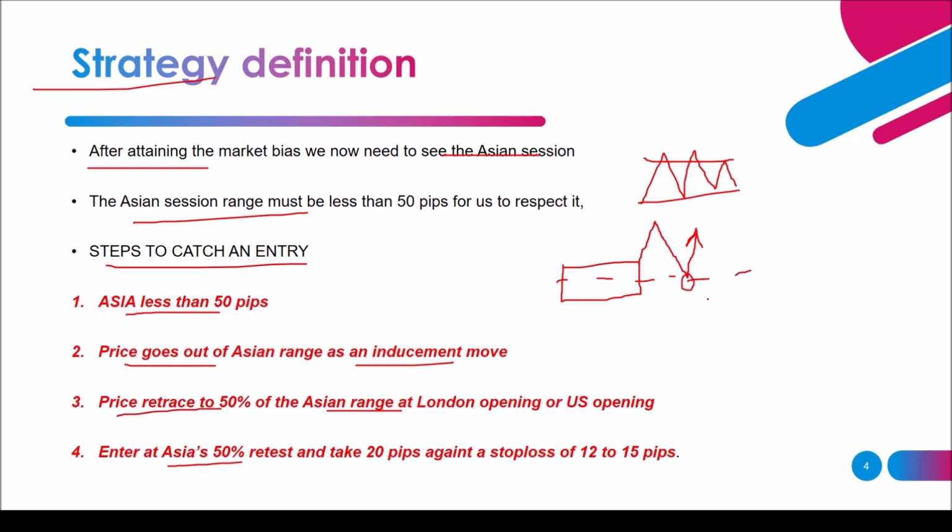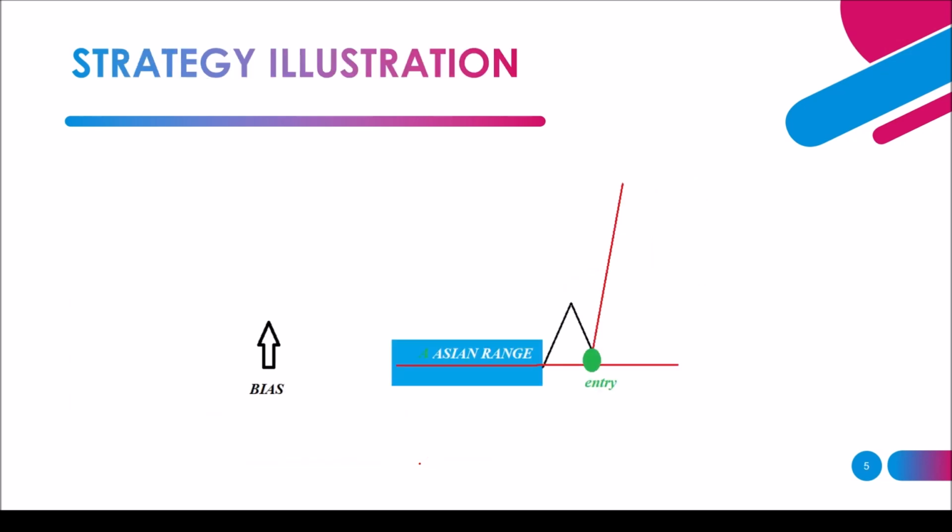That is where we enter, and we need to take 20 pips against a stop loss of 12 to 15 pips. So here's the illustration of what I've been talking about. Bias in this case will be going up.